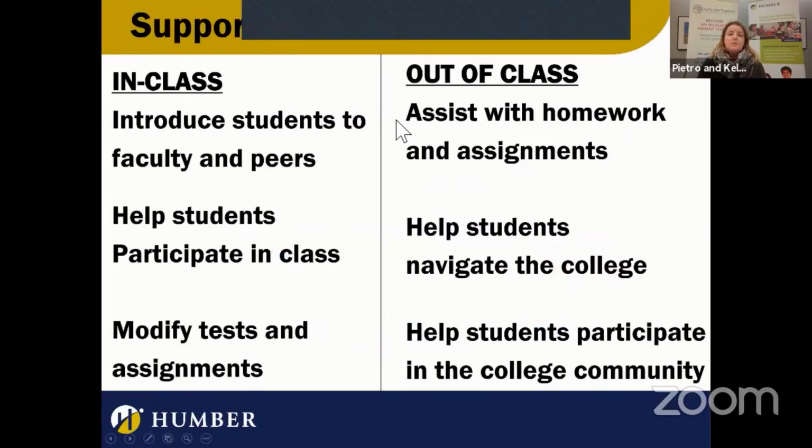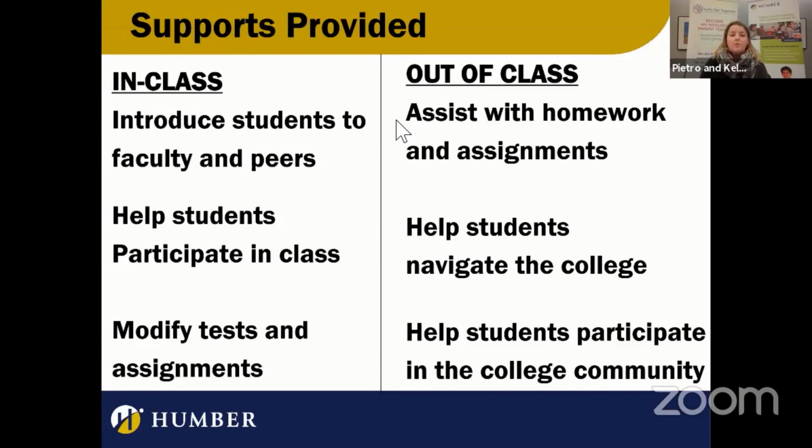So here's a list of some of the supports that the facilitators provide in class and out of class. In class, we would encourage our students to introduce themselves, but we'll also support them to introduce themselves to their faculty and the peers. We help the students participate in class if that's group work or presenting. And then we also modify tests and assignments based on their skill and academic level. And for out of class, like I mentioned, we assist them with homework and assignments or studying for tests. We support them to navigate the college community at Humber, and we help students participate in the community if that's being involved in student council, which we have in the CICE program, or going to the gym, whatever their goals are.